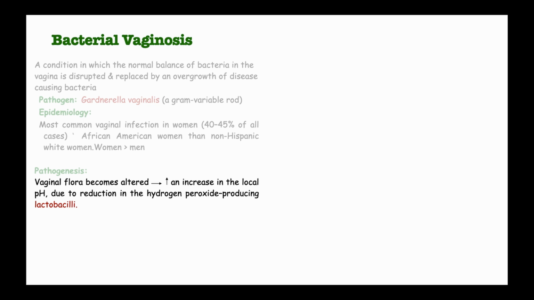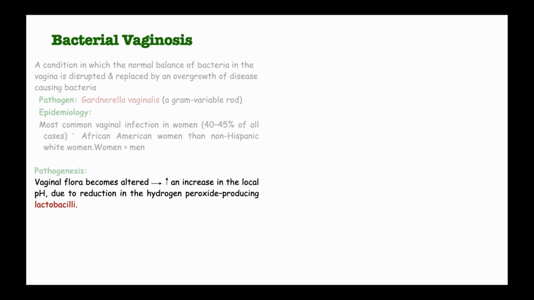Once there is alteration in the environment of the vagina, we usually find a reduction in the hydrogen peroxide producing lactobacilli. When we say lactobacilli, we mean large rod-shaped microorganisms which help to maintain the acidic environment of healthy vaginas. They also help to inhibit other anaerobic microorganisms, and they do this through their production of hydrogen peroxide.